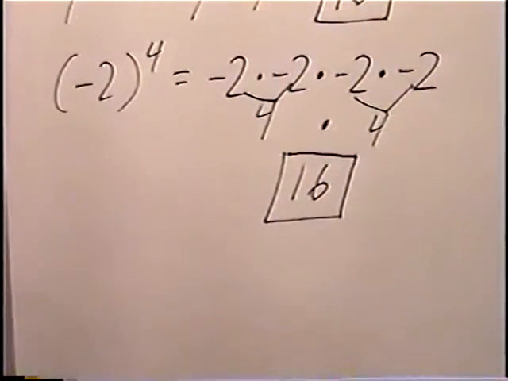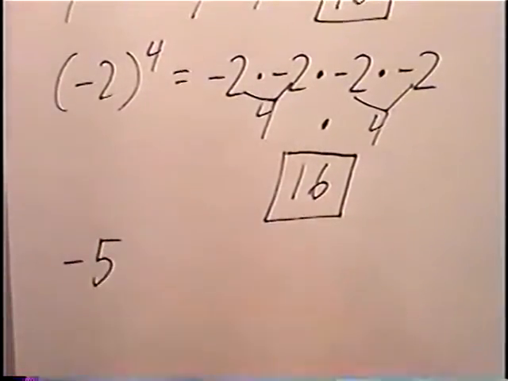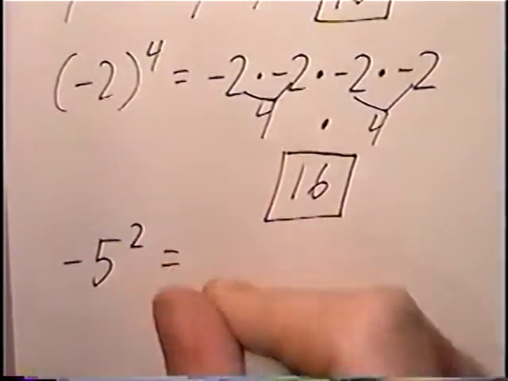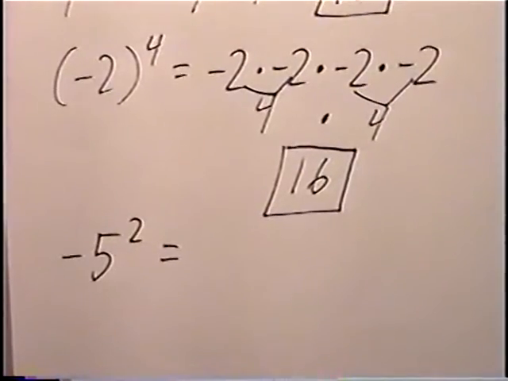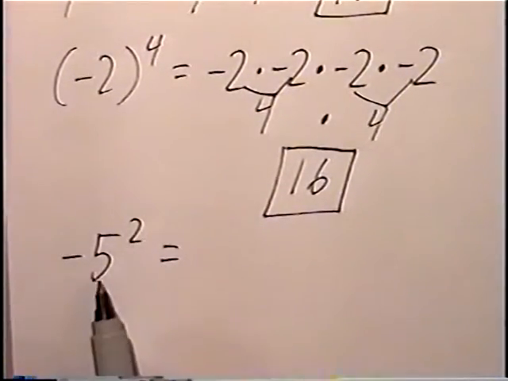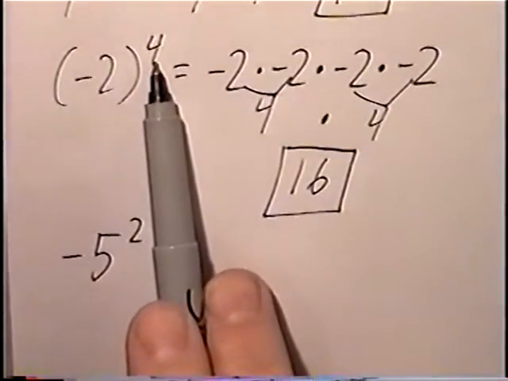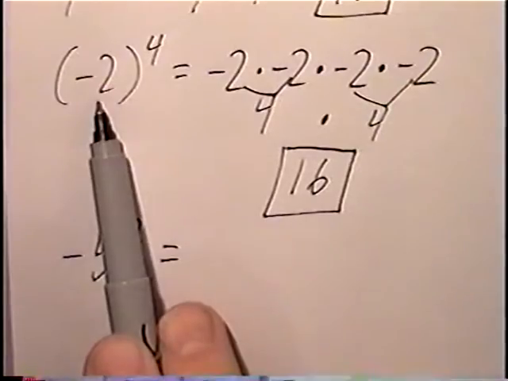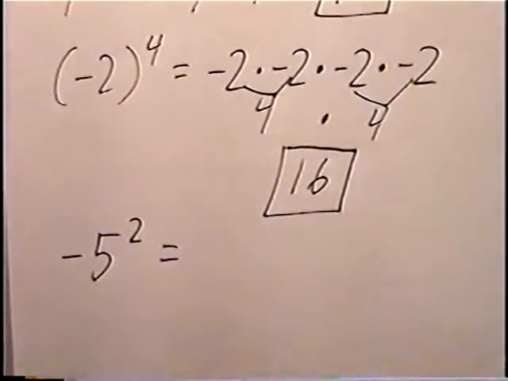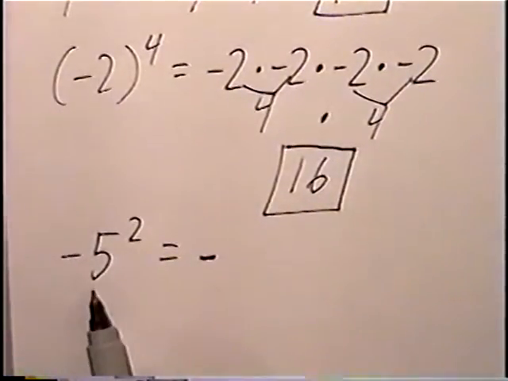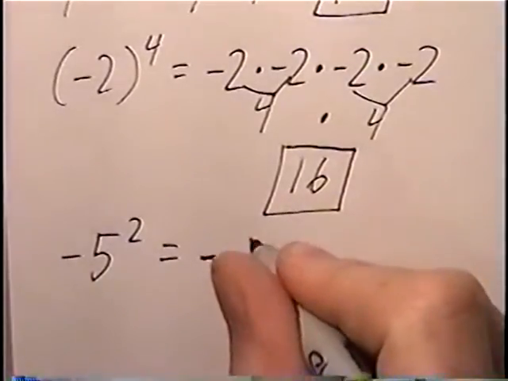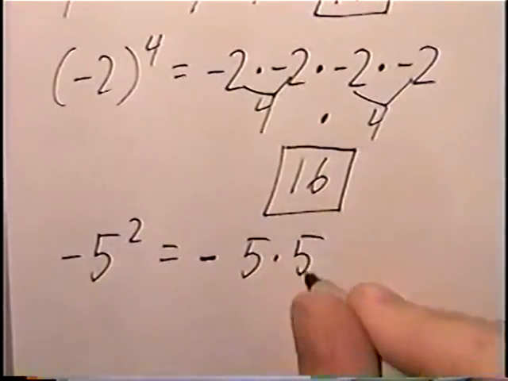Last question for the section, negative 5 to the second power. In this question, we have negative 5 to the second power. The exponent only goes to the number 5, not to the negative. In the previous problem, the exponent went to the entire parentheses, negative 2. But in this problem, the negative will stay outside, and we'll have 5 squared, which would be 5 times 5.